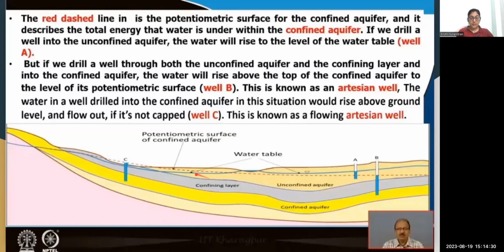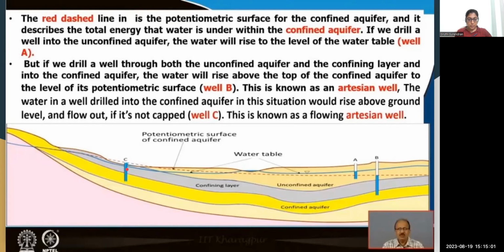As you can see over here, I'll introduce one more term associated with this. In unconfined aquifers, the water table is always subjected to atmospheric pressure. But when it comes to a confined aquifer, since it is sandwiched between two impermeable layers, the water is under a pressure that is not equal to the atmospheric pressure. It can either be a low pressure or it can be at a higher pressure.